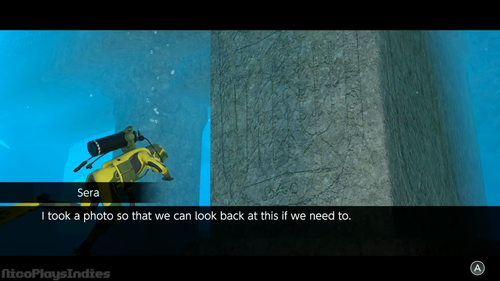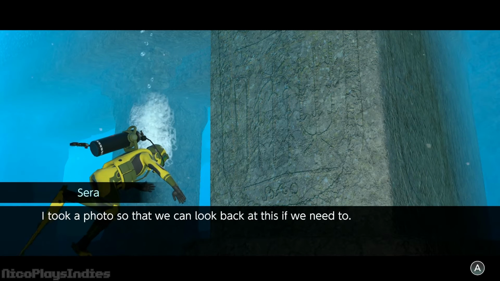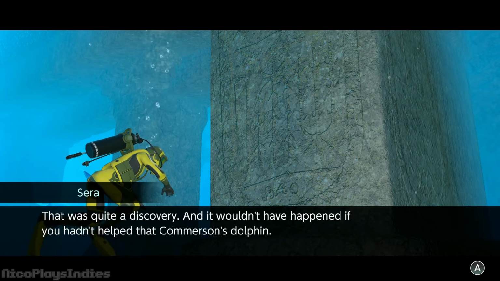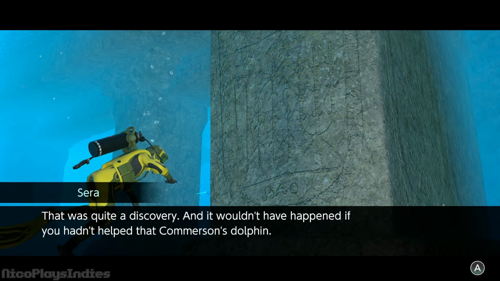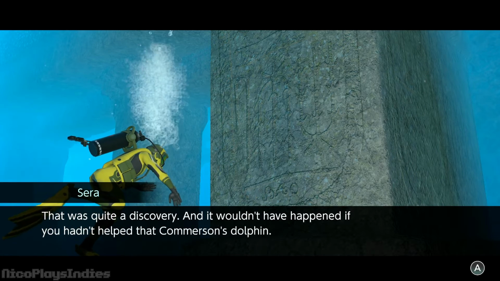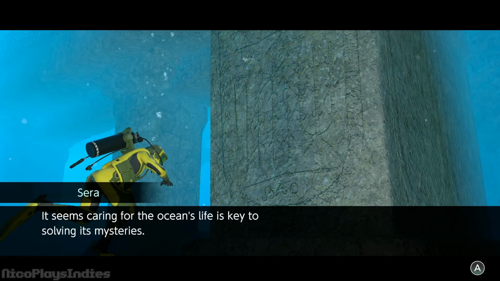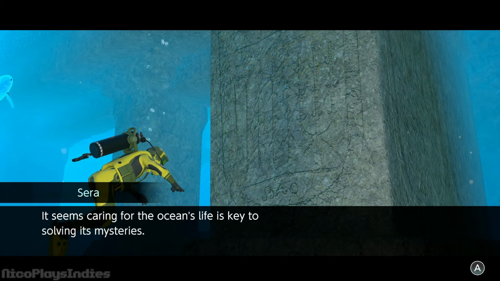I took a photo so that we can look back at this if we need to. That was quite a discovery. And it wouldn't have happened if you hadn't helped that Commerson's dolphin. It seems caring for the ocean's life is key to solving its mysteries.